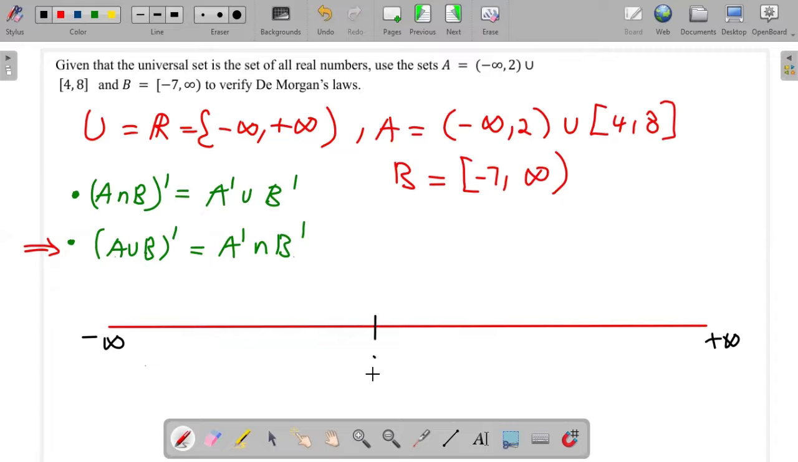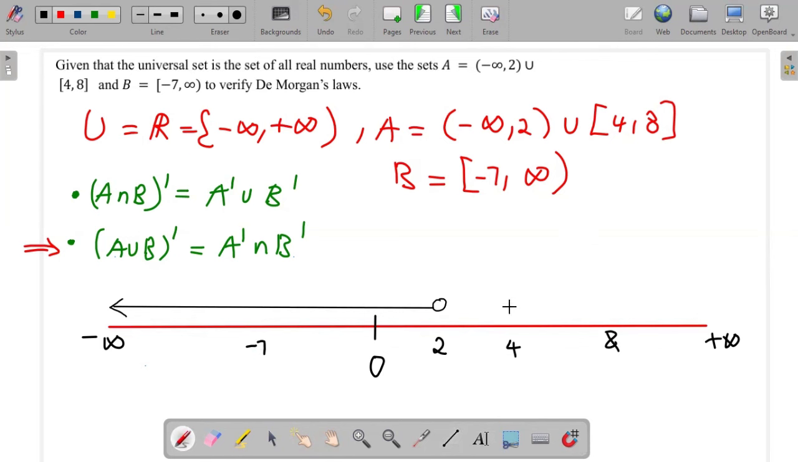I'll put a 0 somewhere there. And then I'll plot, first of all, the A union B, and from the A union B, I'll get the complement. So A is what? A is from minus infinity to 2. So 2 can be somewhere there, 4 can be somewhere there, and then 8. Then the minus 7 can be somewhere there. So from minus infinity all the way to 2, that's the first part of set A. And 2 is not included, so I put an open circle. Here you can put just an arrow, meaning that it still goes on forever.